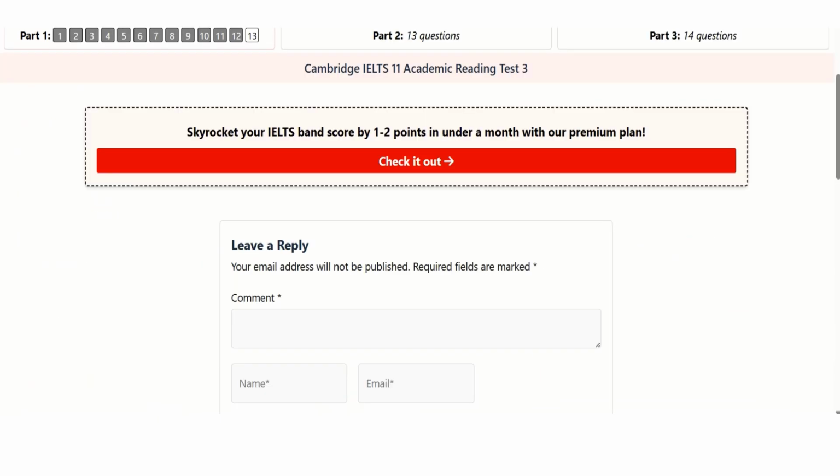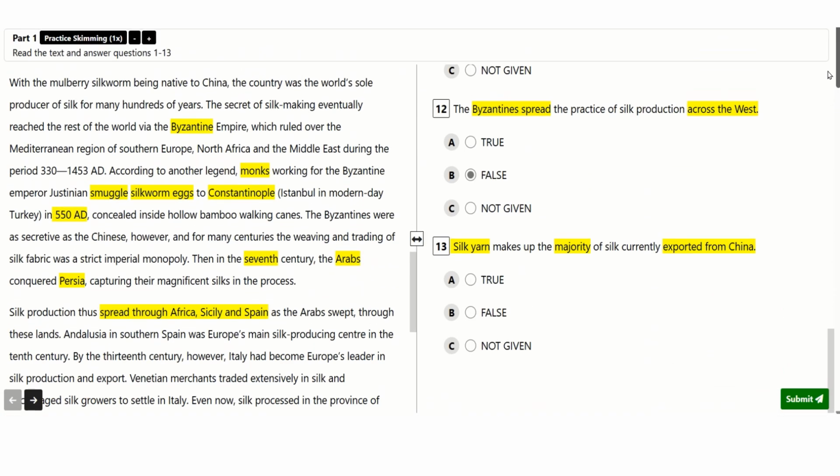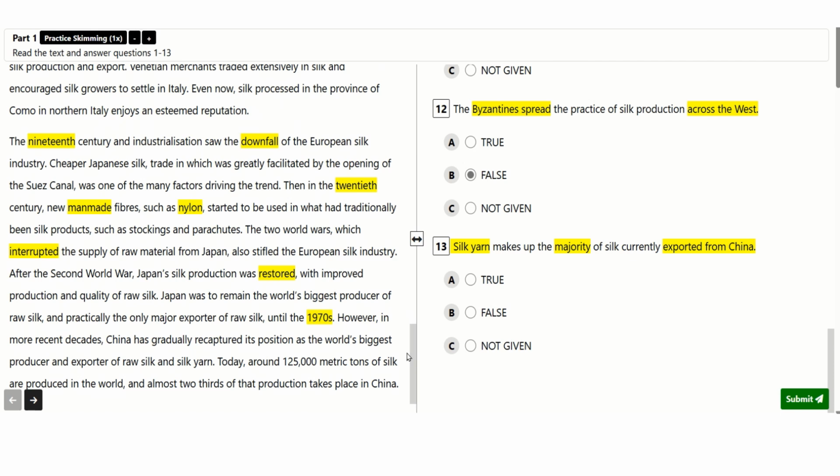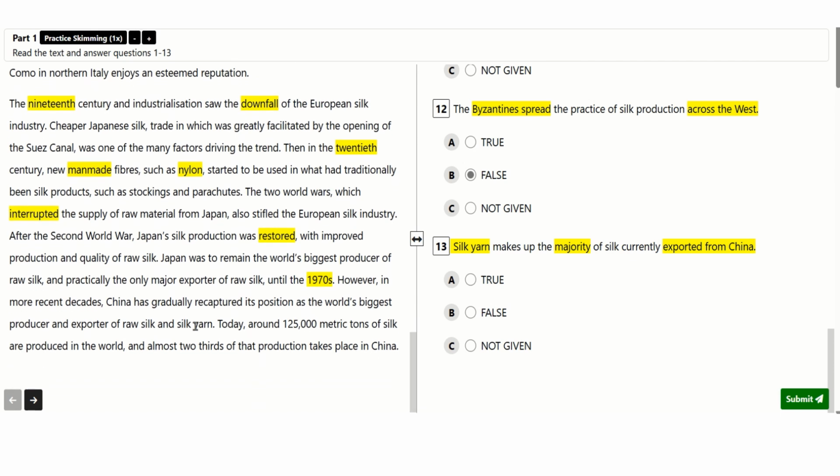Next is silk yarn makes up the majority of silk currently exported from China. Majority. We need to find the word. This is a word. Scan, scan, scan. Oh, okay. Here they have the word.